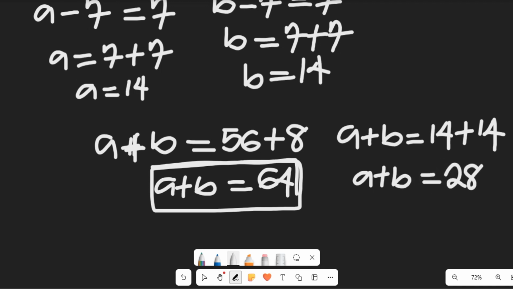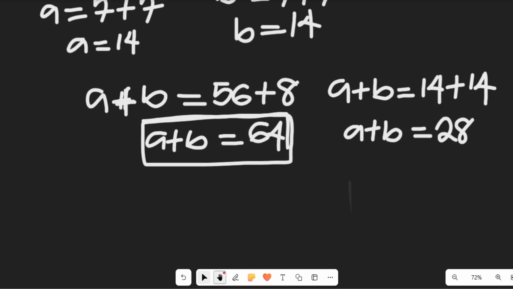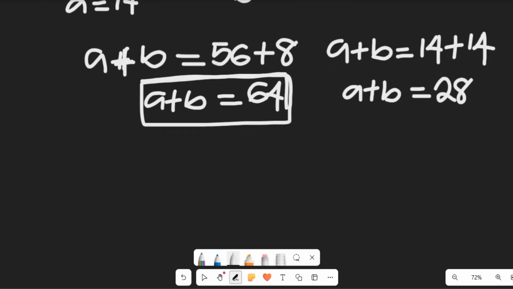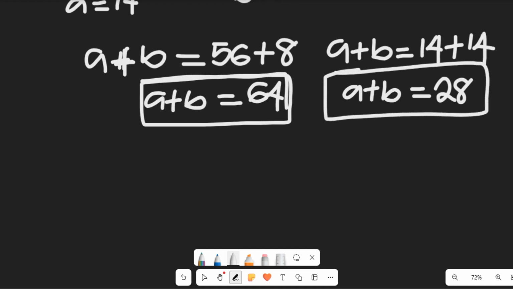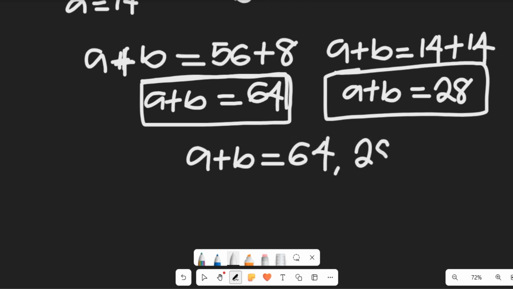So that means I have two solutions, 64 and what? 64 and 28. So that means a plus b is equal to 64, 28. And that remains the solution to this math problem given to us.